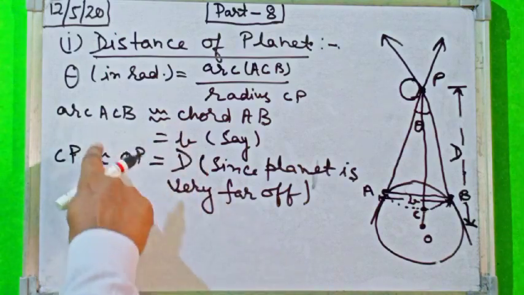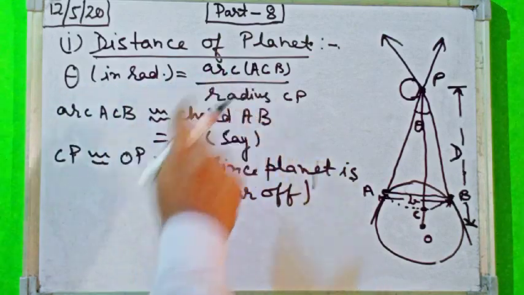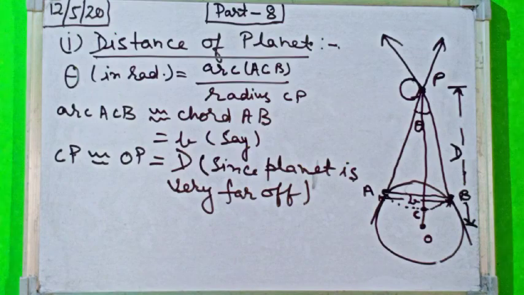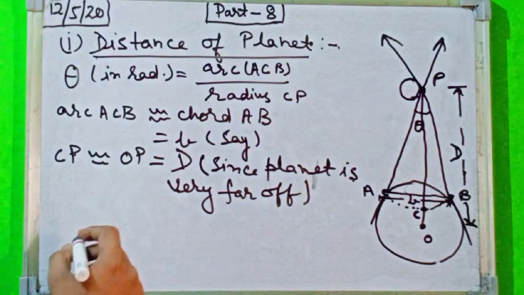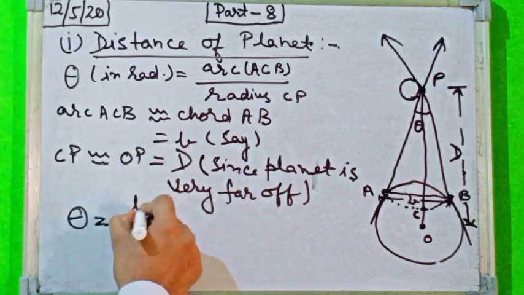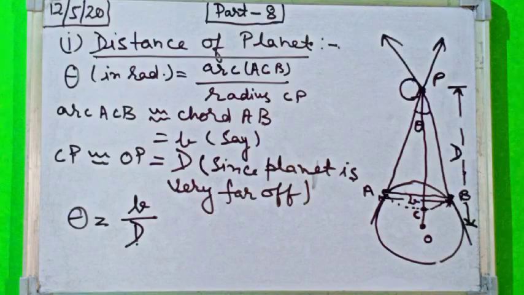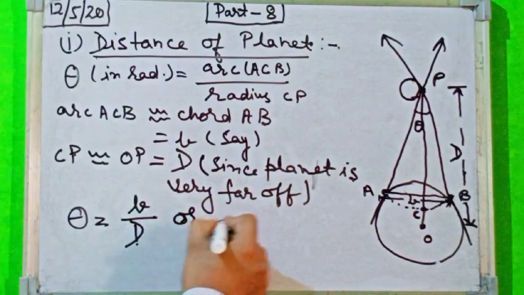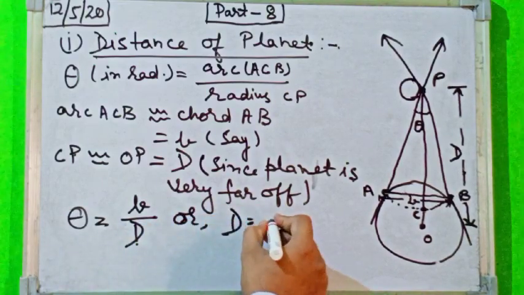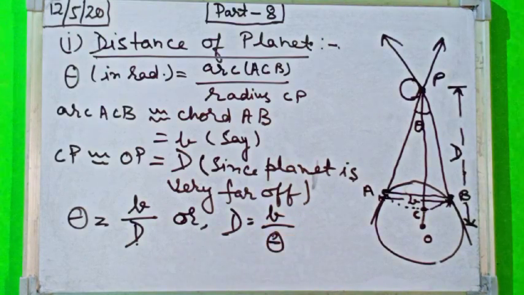Now look at here, we had assumed that theta in radian is equal to arc upon radius. So length of the arc, theta is equal to length of the arc small b, and the radius capital D, so capital D is equal to b upon theta.